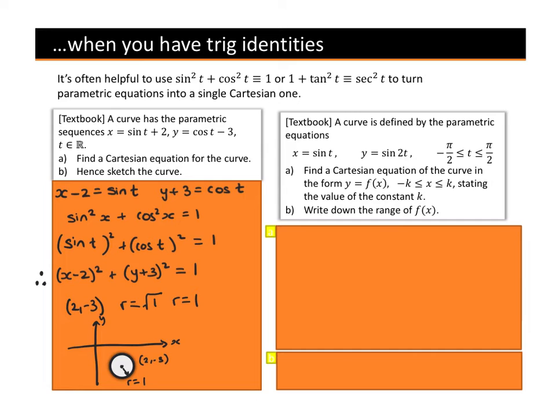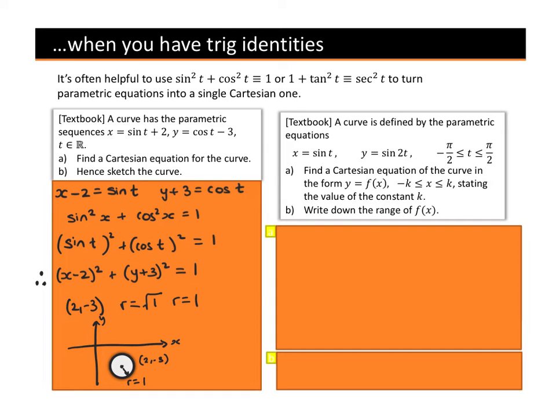Okay, moving on. Are we ready? Second question. A curve is defined by the parametric equations x equals sine t, y equals sine 2t, and we have these values between minus pi over 2 is less than or equal to t is less than or equal to pi over 2. So find a Cartesian equation of the curve in the form y equals. Okay, so we need to find y equals.